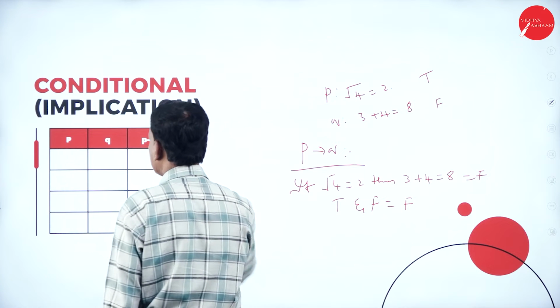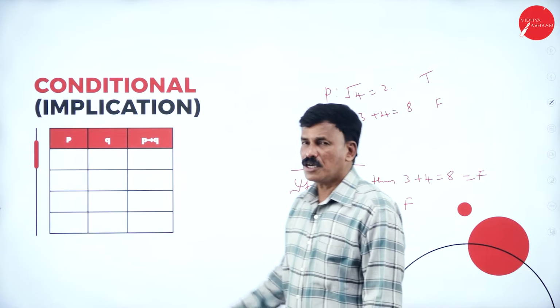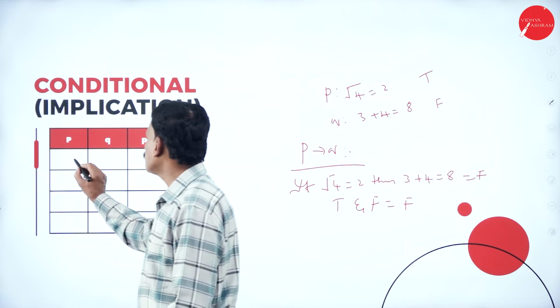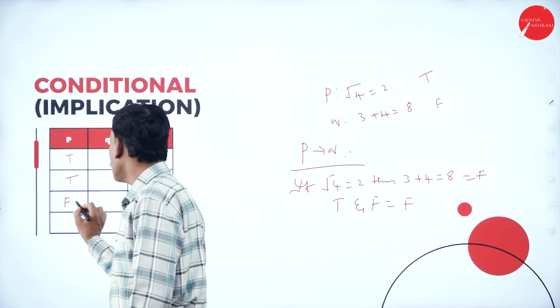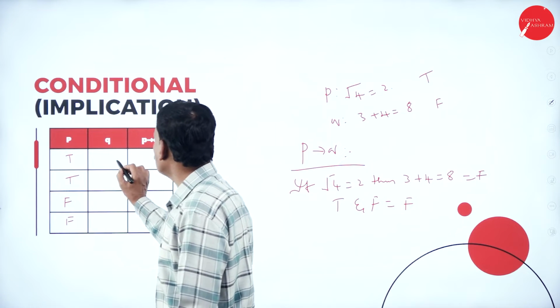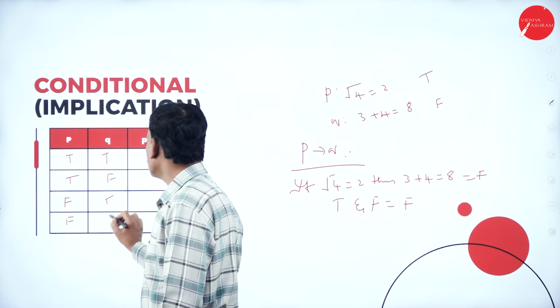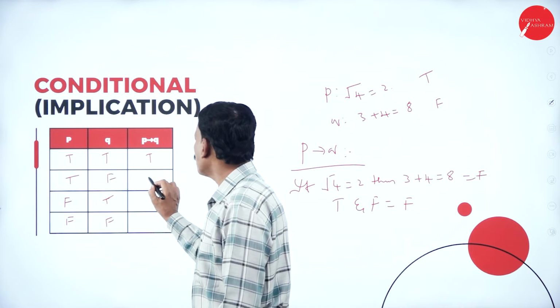Now, let us write the truth table. What is the truth table for this conditional? As usual, P, Q and P conditional to Q. So, the truth values of P are true, true and false, false. Here it is alternating: true, false, true, false. So, true and true is true, true and false is false.